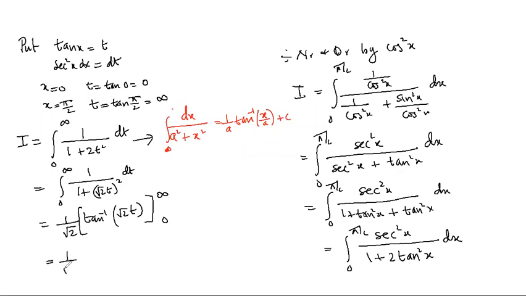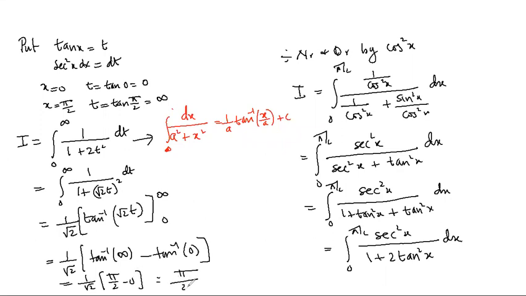So your answer became 1 by root 2, tan inverse of infinity minus tan inverse of 0. Tan inverse of infinity is pi by 2, minus 0. So pi upon 2 root 2. That becomes your answer.